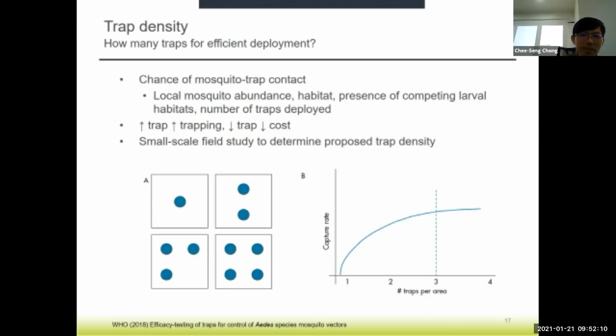Okay, let me go to the other question. What's the appropriate distance between traps to? Yep, sorry, please go ahead. Thank you, Mr. Sheikh. I will share my question verbally. Hello? Hello, yes, we hear you.